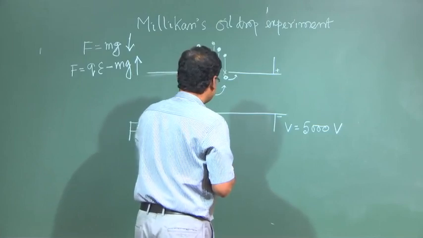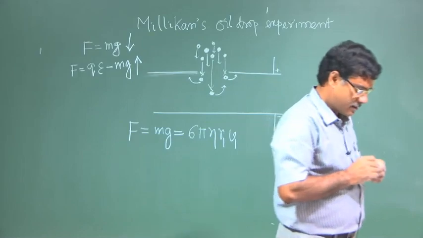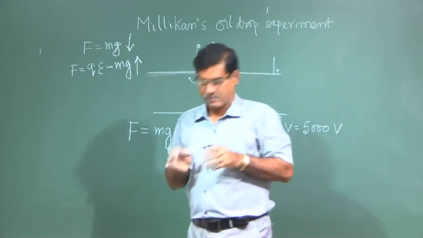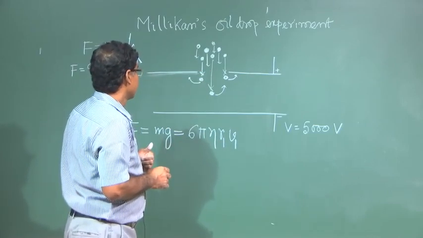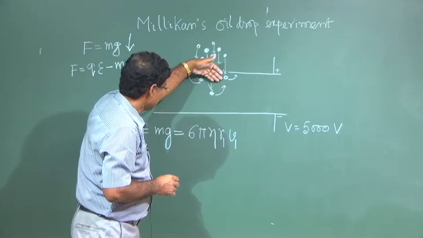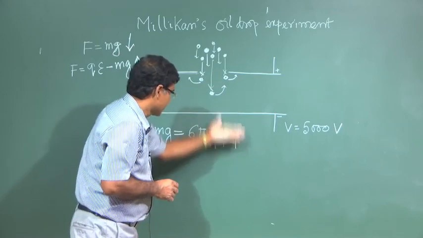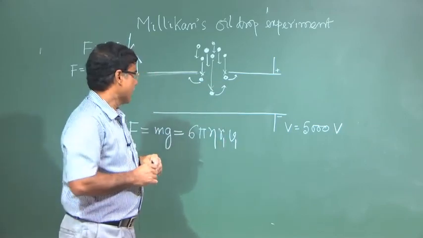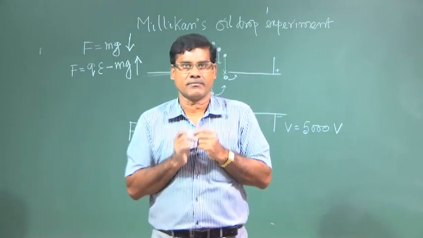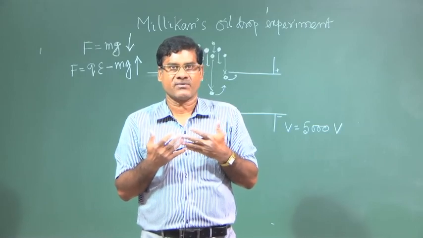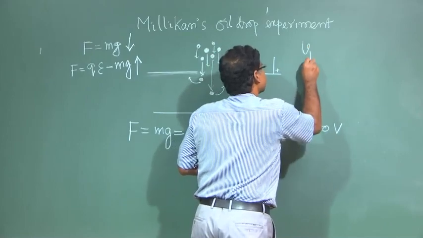So, 6 pi eta v1, say v1 is the terminal velocity. So this situation will arise, and the drop will move downwards without acceleration, but with terminal velocity. And what Millikan did was measure this terminal velocity V1 when there is no electric field. In that condition, he measured V1 experimentally.